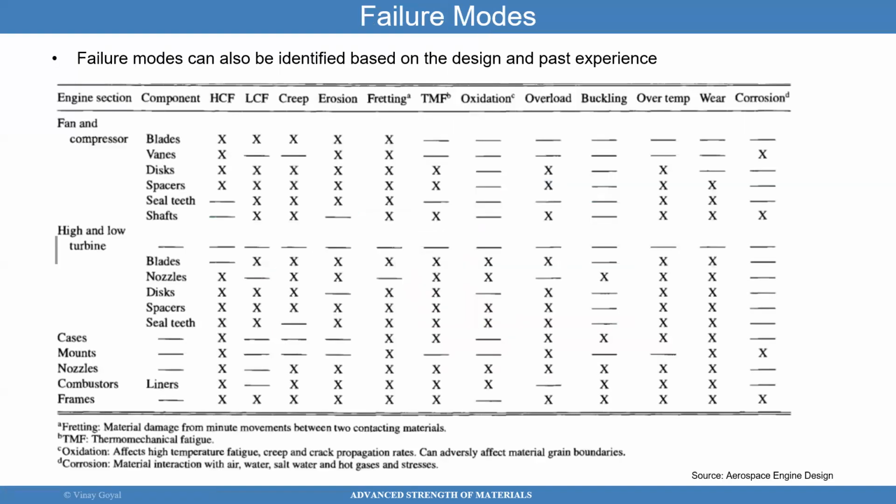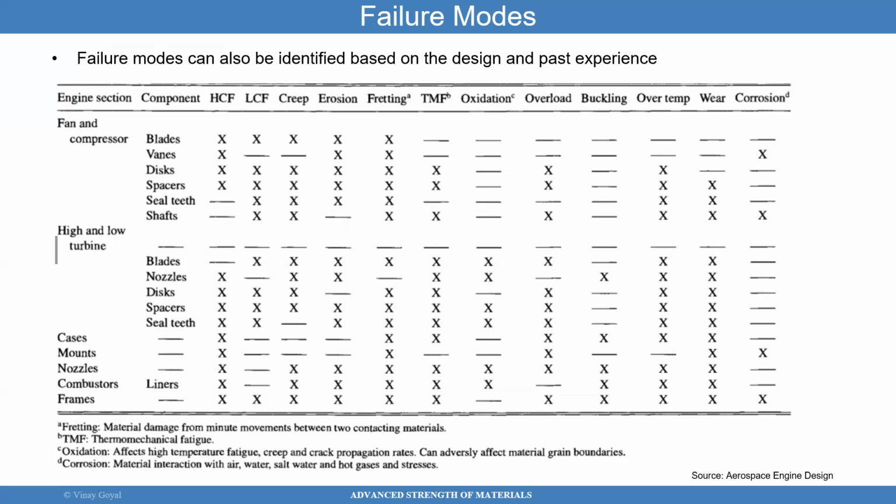Failure modes for an engine. I love this plot. This table is great. What it shows is all the components of an engine in the y-axis. In the x-axis, it shows all the different failure modes that could exist and maps it to each of the components of an engine. What a great plot. It shows at the top the components, so blades, vanes, discs, spacers, shafts, blades, nozzles, and so forth, and then cases, mounts, nozzles, combustors, and frames.